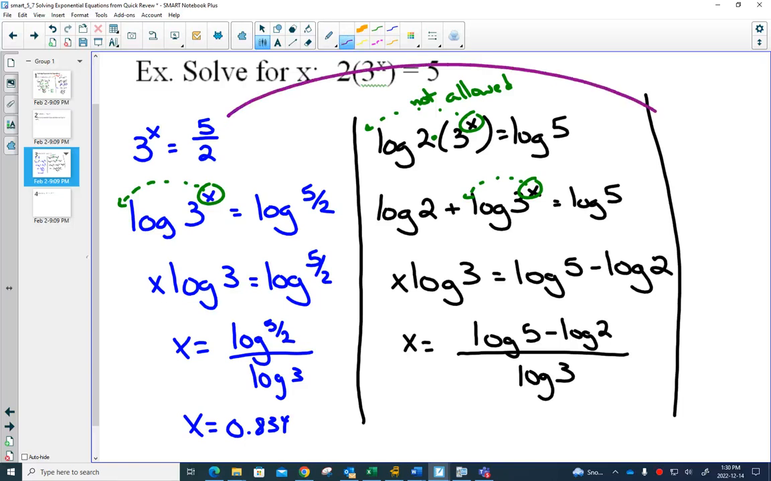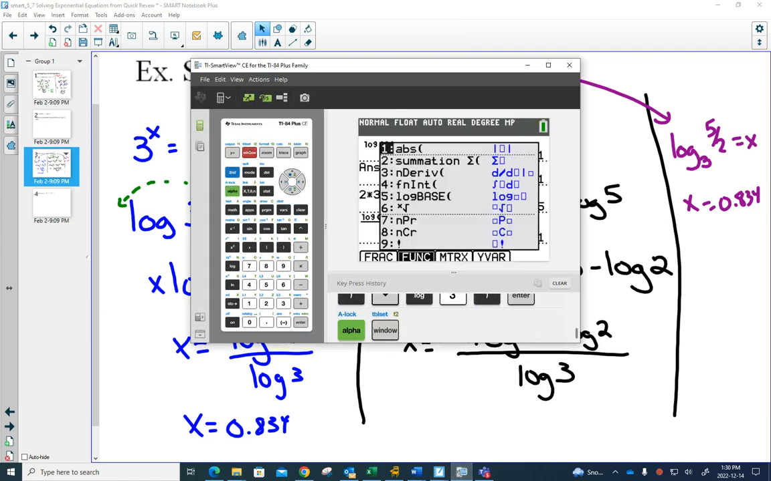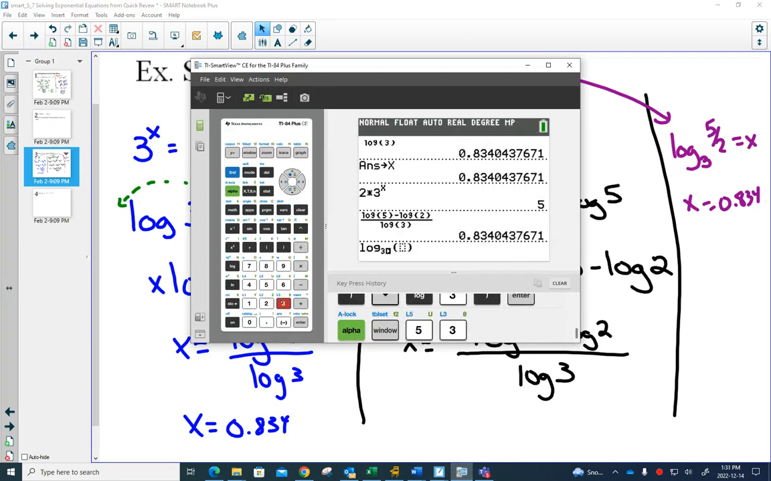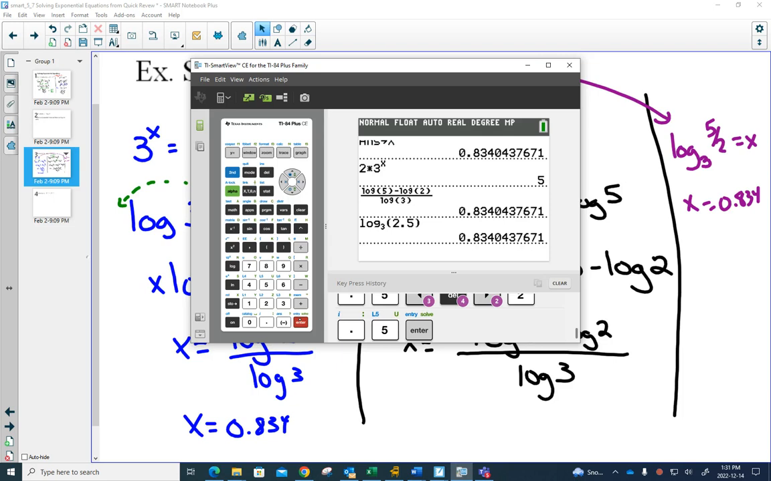And then the last one in purple, can you see that if you got the power by itself, the base is 3. You could just change that to a log base 3 using the definition. And then that would be really quick. Type that into your calculator. You would get 0.834, but that only works if you have the log base. Log base 3 of 5 divided by 2, which is 2.5. Oh my goodness. We get the exact same answer. So multiple ways of solving this.